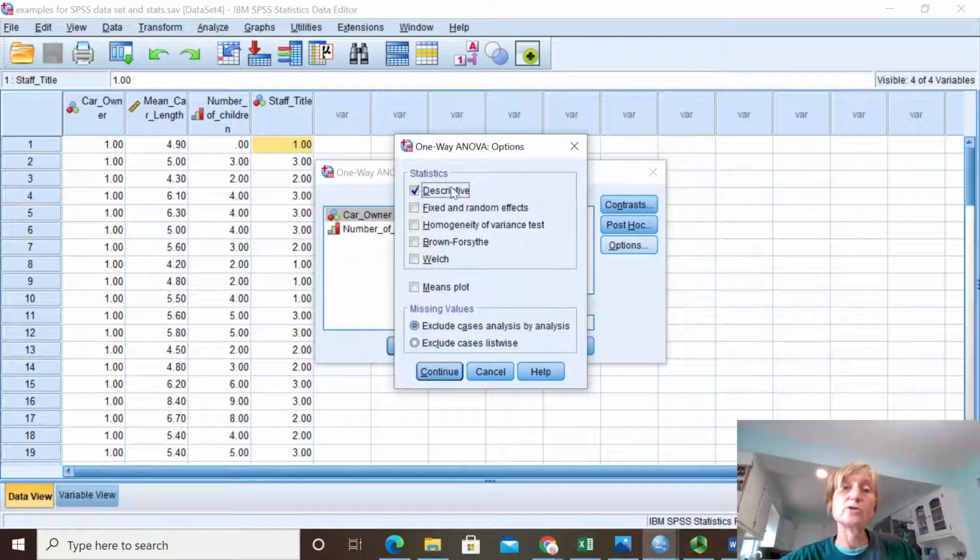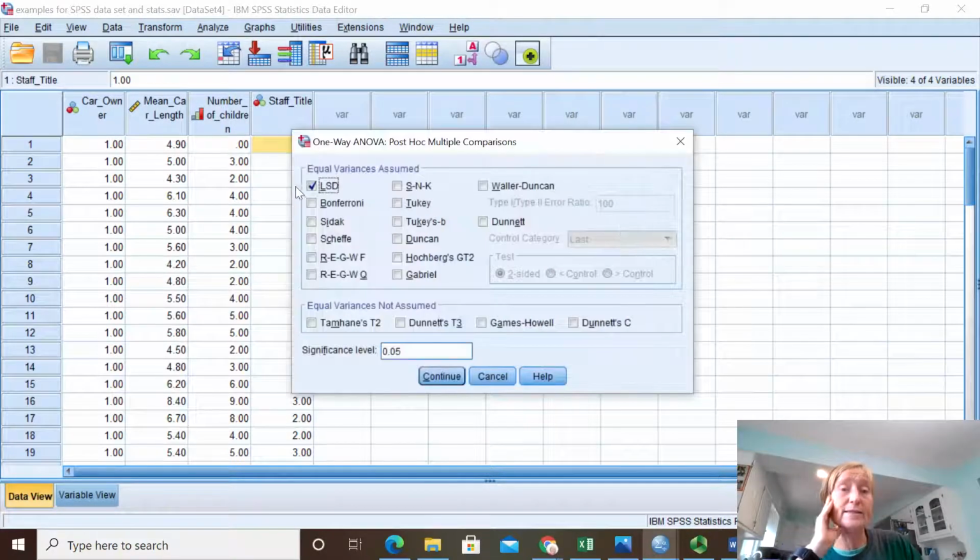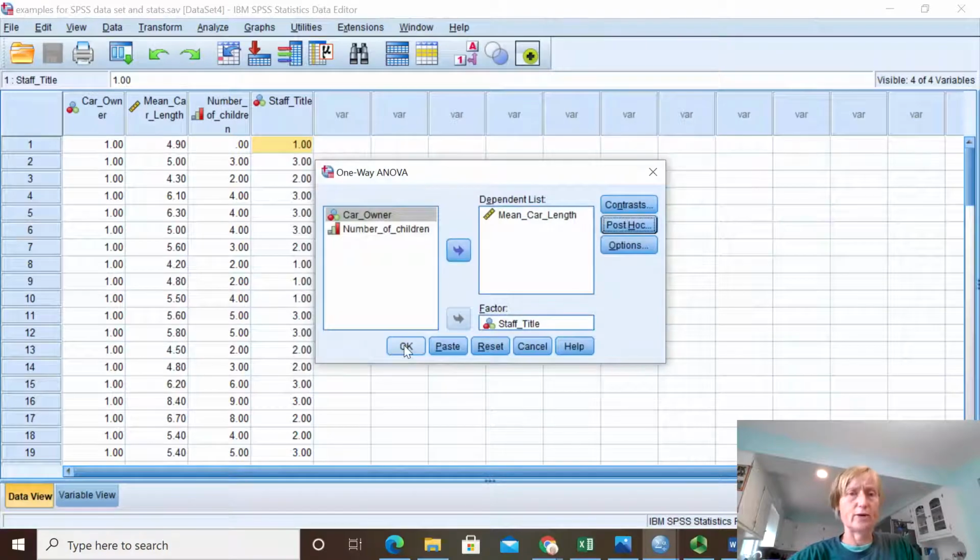I want to include descriptives here so that I can see the descriptive data. I want to see the means. I want to be able to compare them a little bit. I can also include what are called post hoc tests. I'm not sure if we'll use those or not, but I'm going to include what's called an LSD post hoc. And I'm going to hit OK.